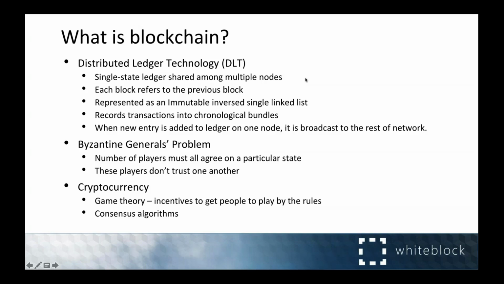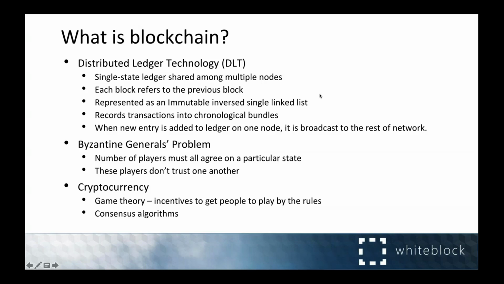But how can they communicate that to one another effectively? Because they're separated. They can send a messenger, but that's not going to be reliable. They can send a smoke signal, and the wind can blow away the smoke. They need to all coordinate and agree on that particular state. So blockchain addresses that with game theory and consensus algorithms. That's pretty interesting.